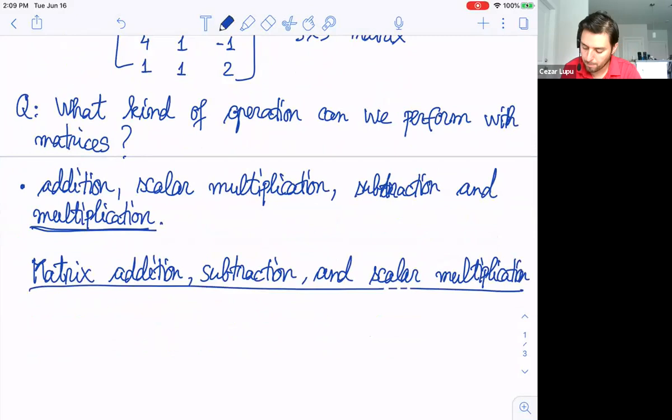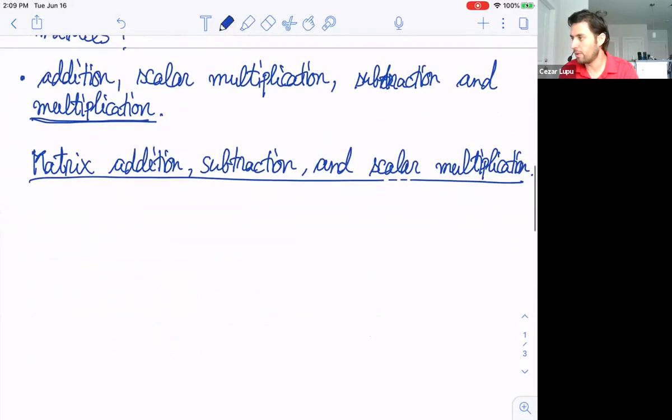Okay. So these are the three operations that I want to talk about in the first place. So let me start with a definition. As you may imagine, and just like I explained in the first lecture when we talked about what a matrix is, let's talk about how to add two matrices.